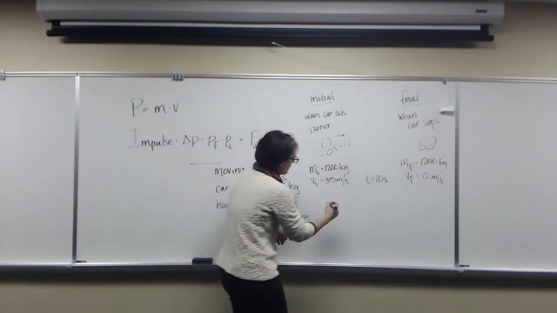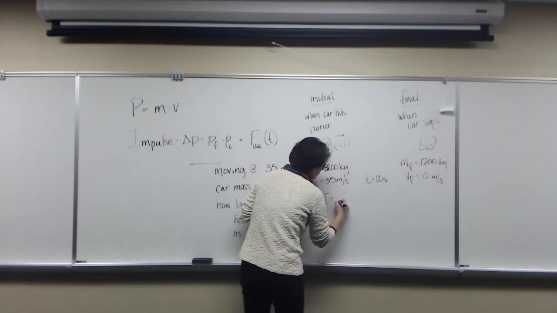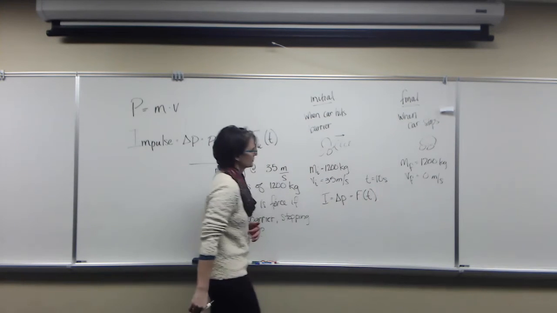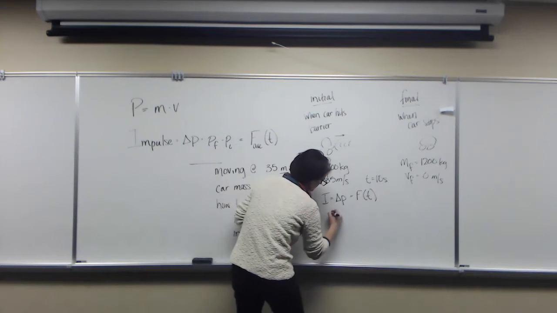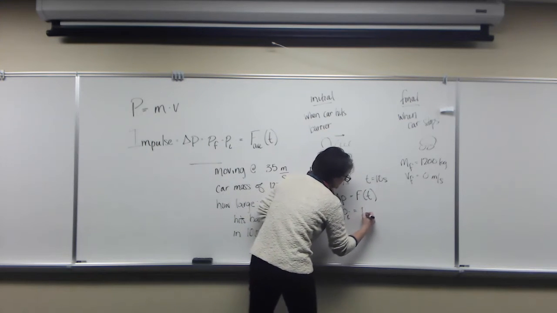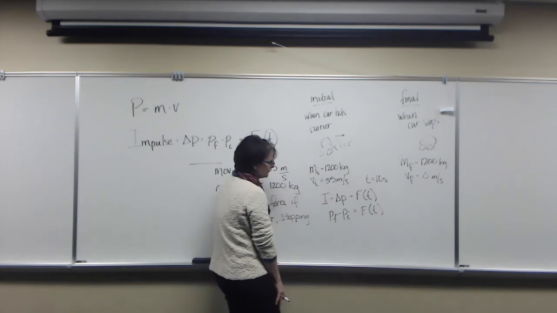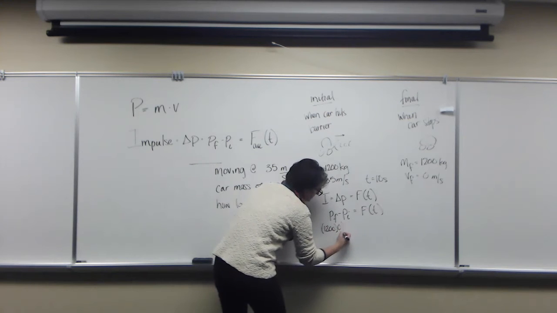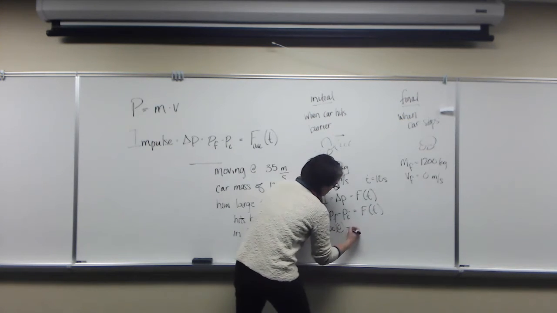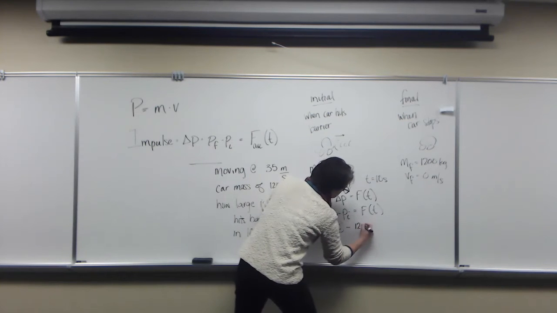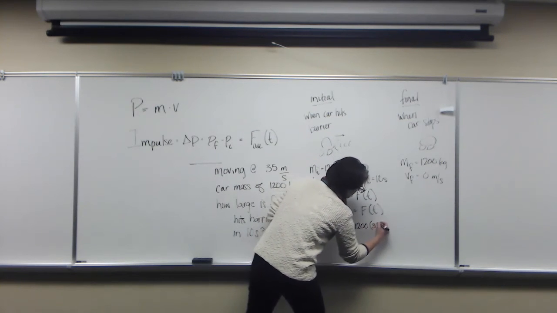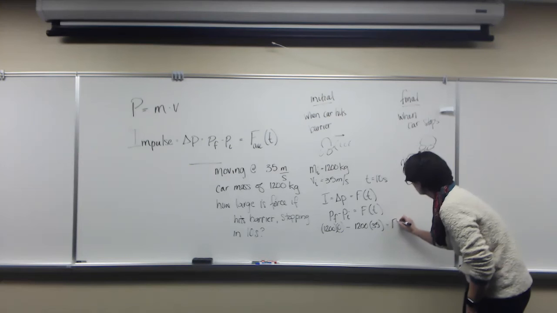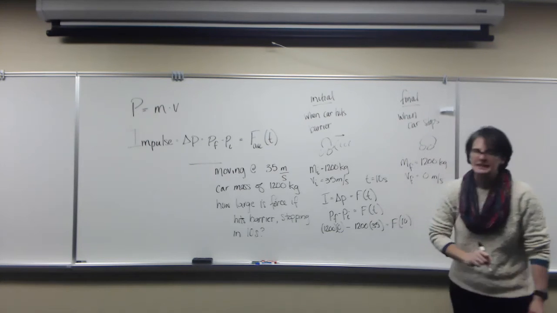So our impulse is equal to our change in momentum, which is equal to our force times our time. So our final momentum minus our initial momentum is equal to our force times our time. Final momentum is 1,200 times 0. So that goes away. Minus 1,200 times 35. You guys have calculators. Equals the force times 10.